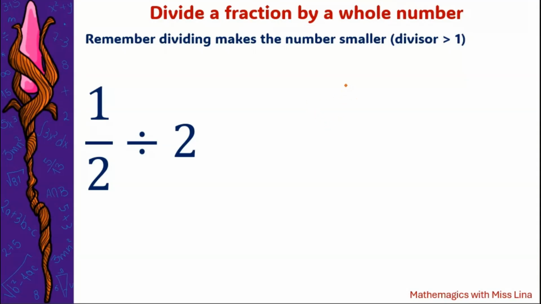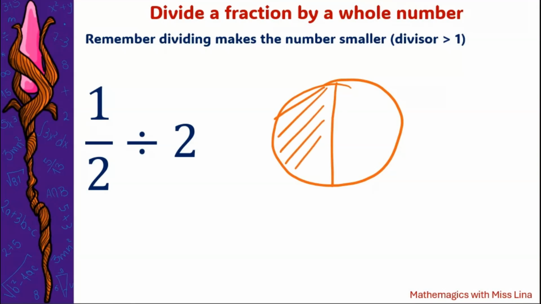What is happening here is that we have a whole divided in two parts and we are taking one of those parts. And then that part we divide in two again. So we have this portion here. As you can see, this is the same as 1/4. That means 1/2 divided by 2 is equal to 1/4.